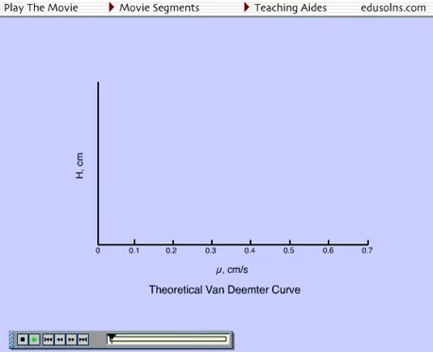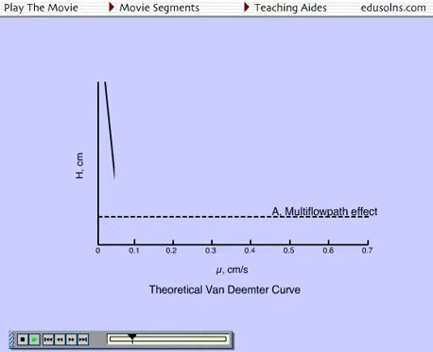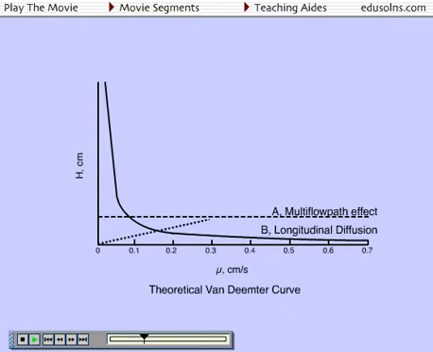This type of column analysis is referred to as a Van Deemter plot and is the result of a number of factors, each affecting the value of H. These include 1. The multi-flow path effect, represented by line A, 2. The longitudinal diffusion, represented by line B, and 3. The mass transfer between the solid phase and the mobile phase, represented by the C line.